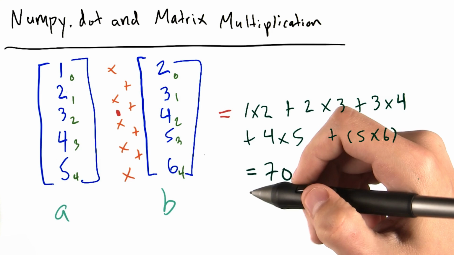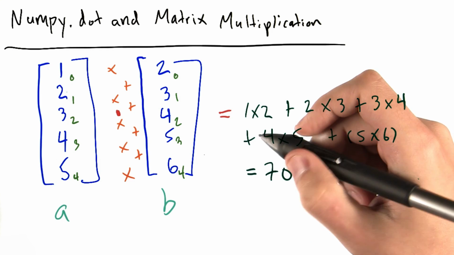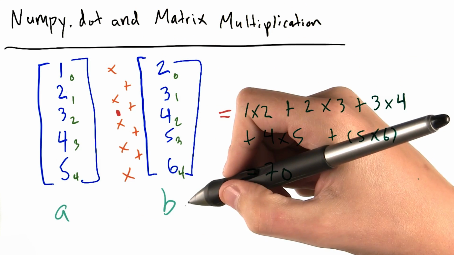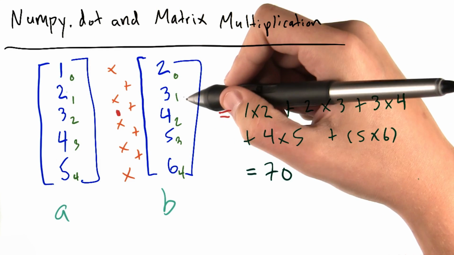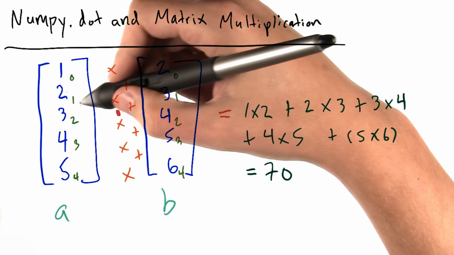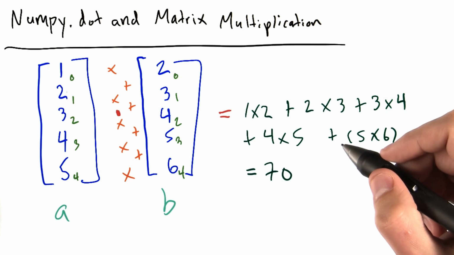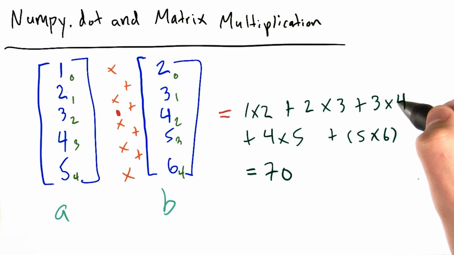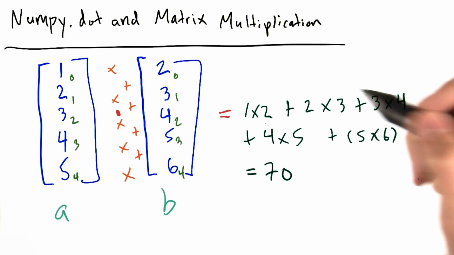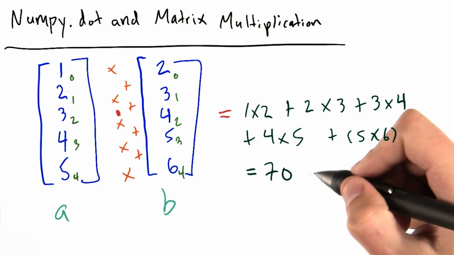The way that we take the dot product is we multiply together the 0th entry of the two arrays, and then we add that to the product of the first entry of the two arrays, and then we add that to the product of the second entry of the arrays, and so on. So in this case, we end up with 1 times 2, plus 2 times 3, plus 3 times 4, plus 4 times 5, plus 5 times 6, which is 70.